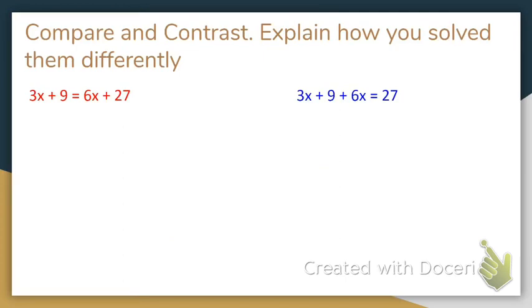Okay, so first problem here, it says to compare and contrast and explain how we solve these two equations differently. So if you look closely, there is a difference. This is 3x plus 9 equals 6x plus 27 on the left. Then on the right side is 3x plus 9 plus 6x, and it equals 27. So I want you guys to basically solve both of these as best as you can, and explain how you solve them differently. Explain how they're different.